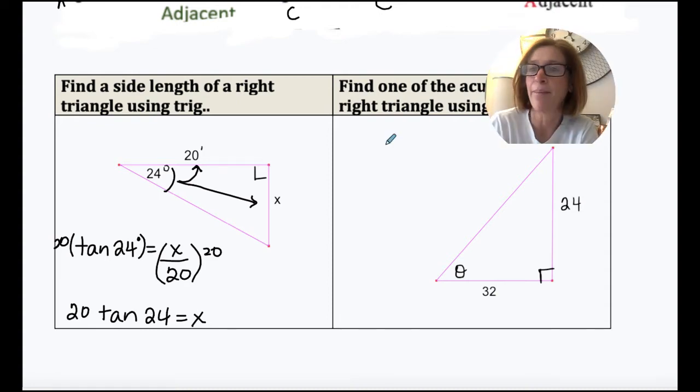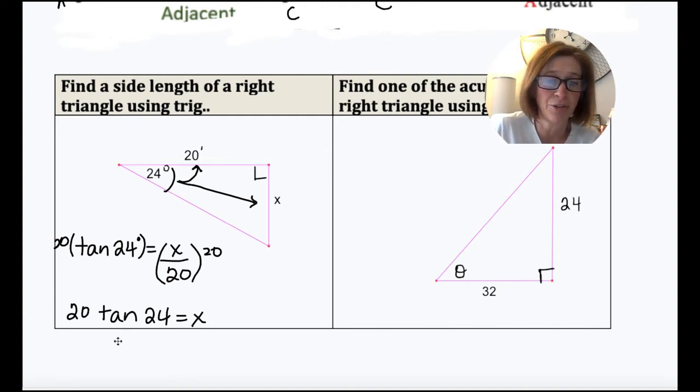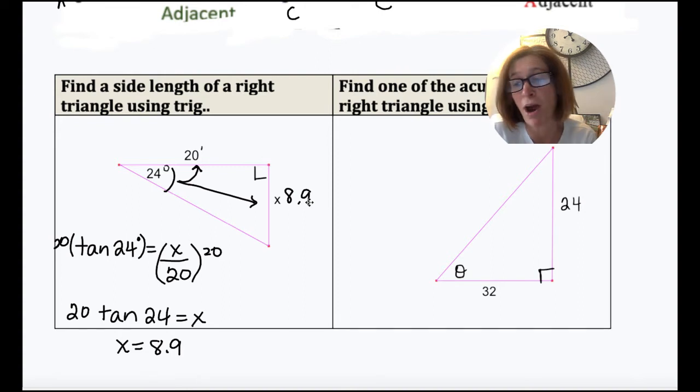So then I grab my calculator, and I do 20 tan 24, and I get 8.9. I'm sorry, not degrees, it's a length. Now if you didn't get 8.9, that means your calculator is probably in the wrong mode. If you look right next to the second button, you'll see the word mode. If you go down to line 3, you want degree to be highlighted, not radian, okay? All right, so let's look at the other one.